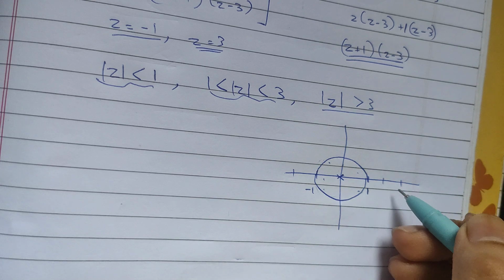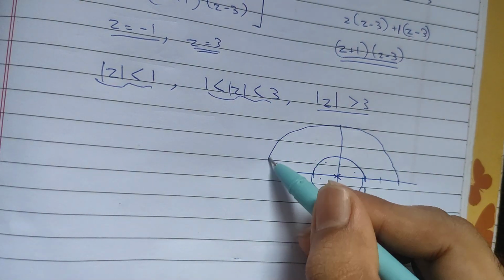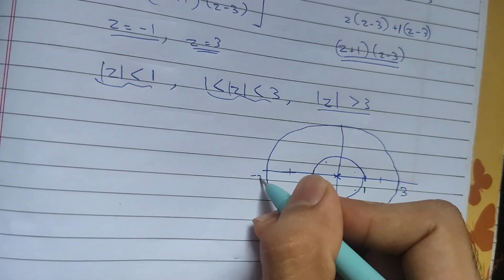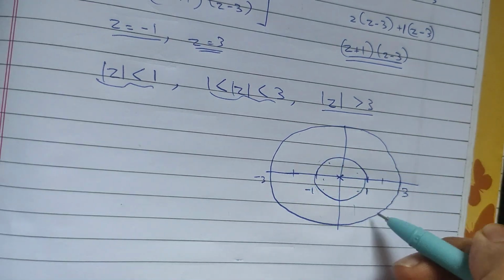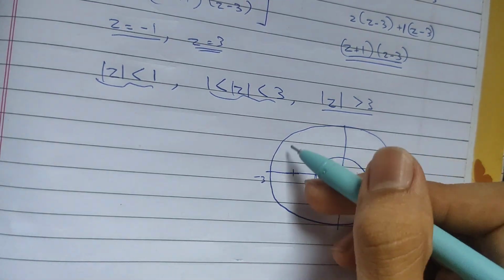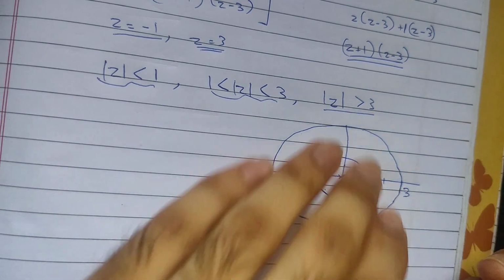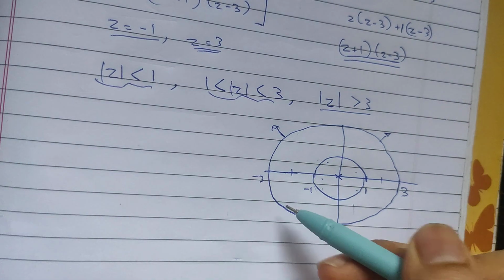Then for case 2, we'd have this circle here from 3 to minus 3. So case 2 is basically this entire region, like a donut region. And case 3 is basically everything outside this region. Exclude this, but everything outside.